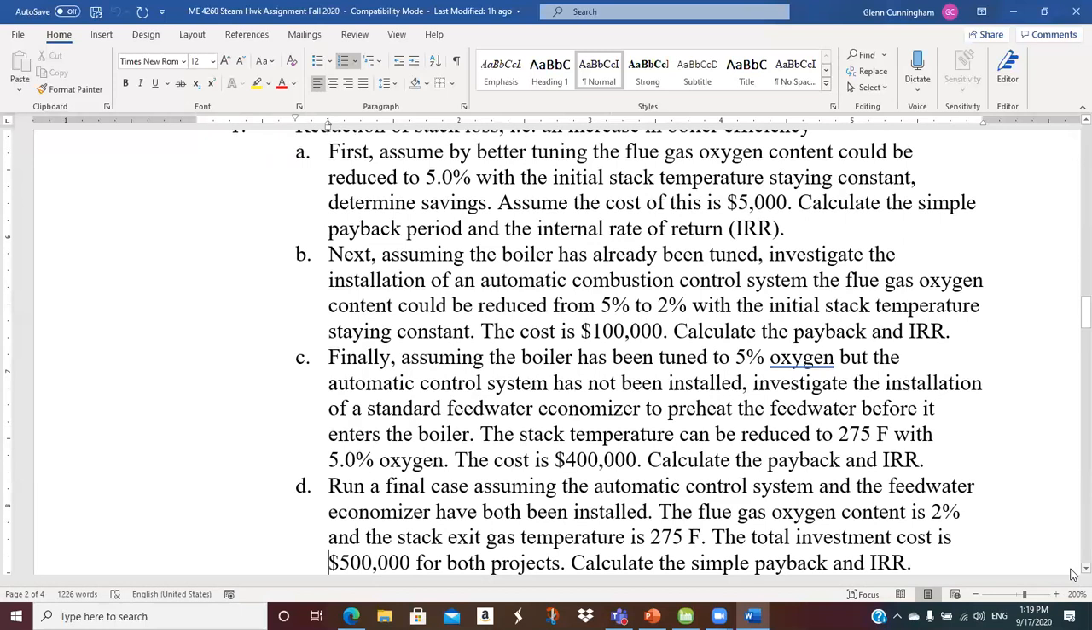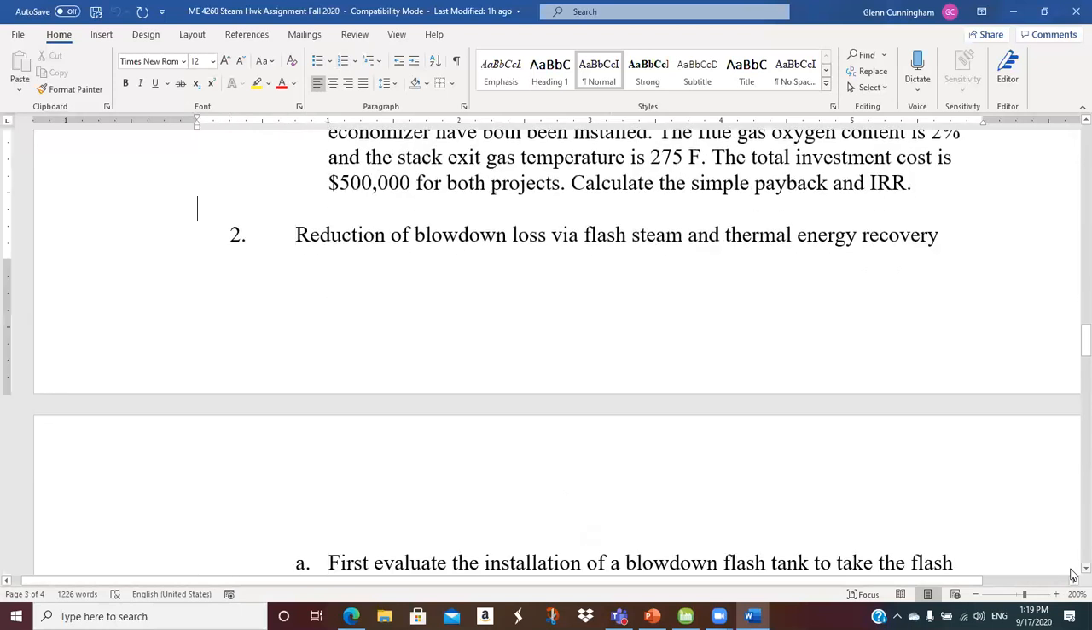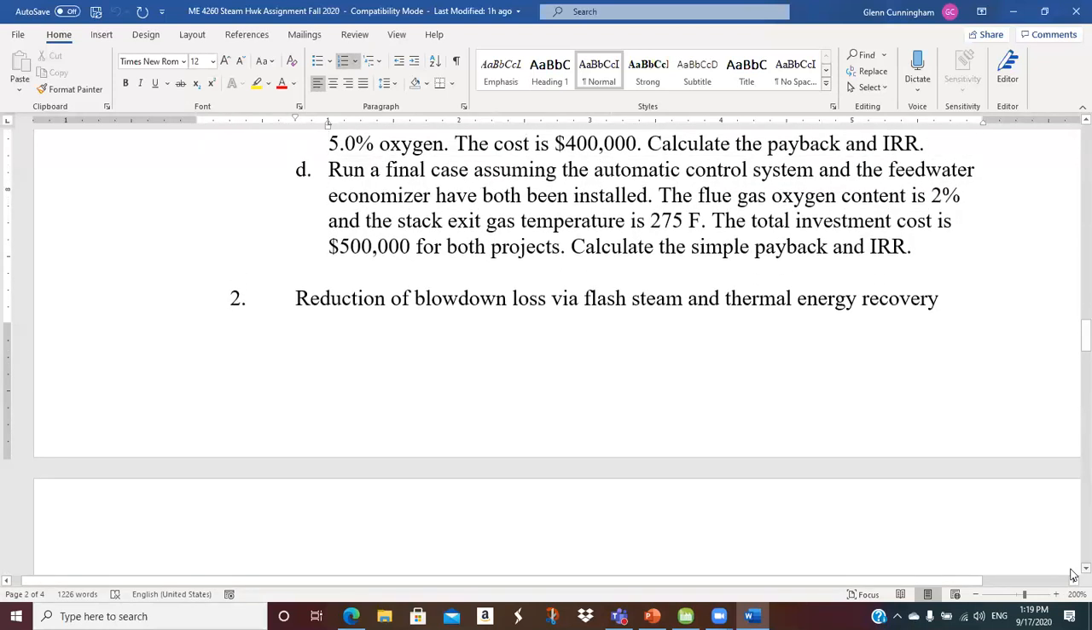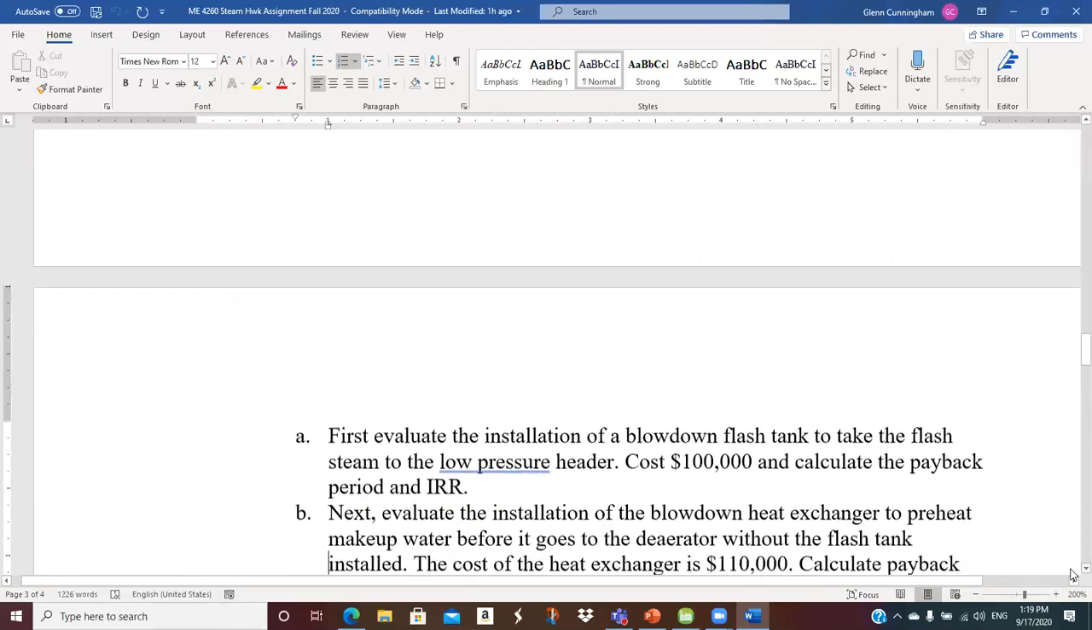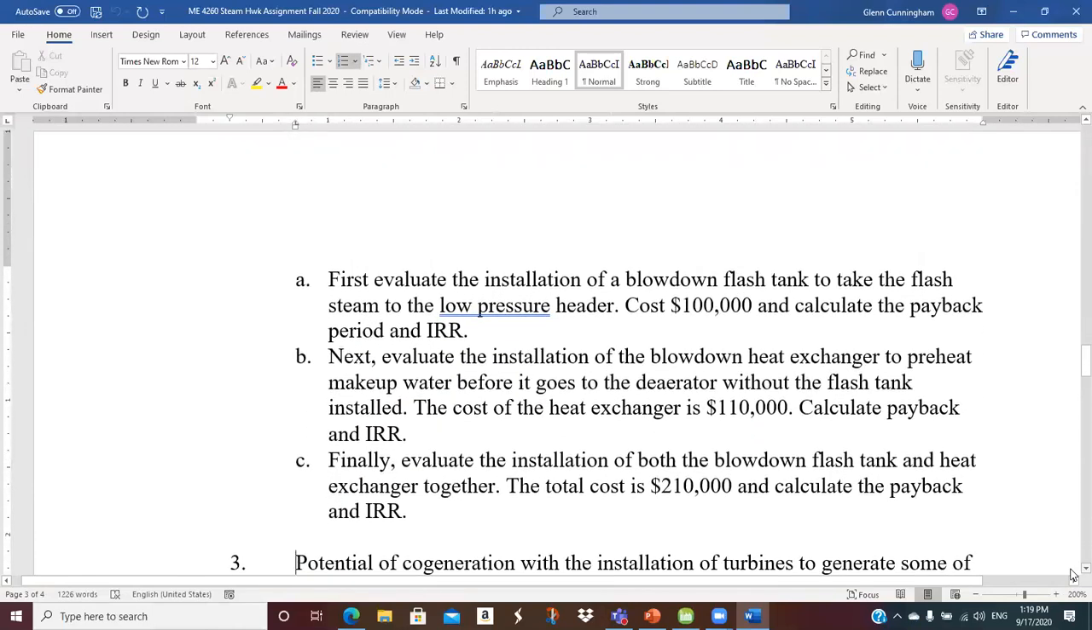And then we're going to put the Feedwater Economizer on C, just like we did. And then on D, we're going to run it all together: the automatic control system and the Feedwater Economizer. So that's $500,000 for all projects. Number 2, reduce blowdown loss via flash steam and thermal energy recovery. So that'll be the flash tank and the heat exchanger. Those are just projects you can run. All you have to do is turn on these projects and bingo, it's simulated for you. It looks like a lot, but once you get used to doing it, it's not too bad.